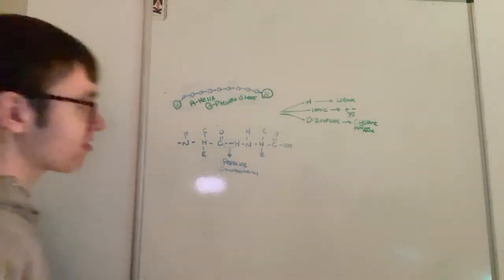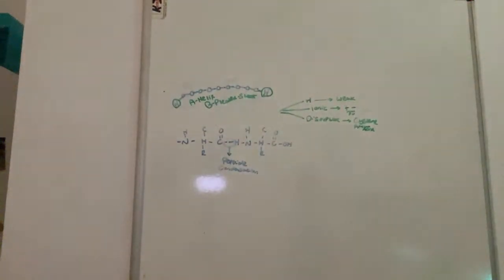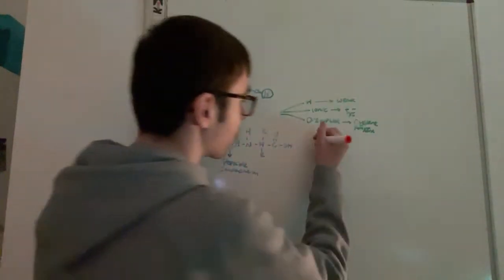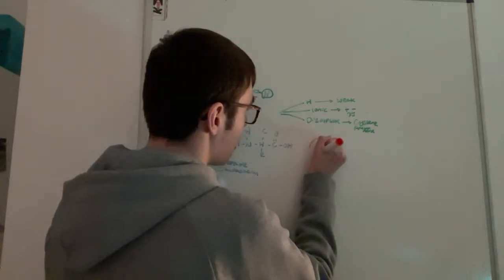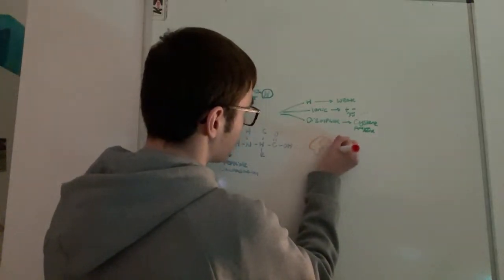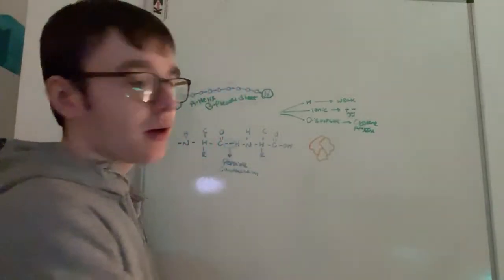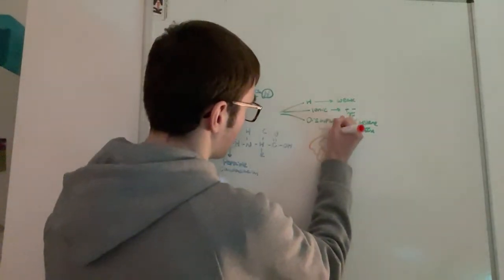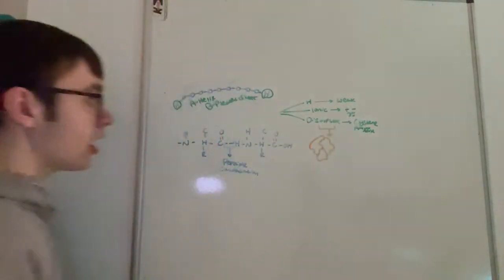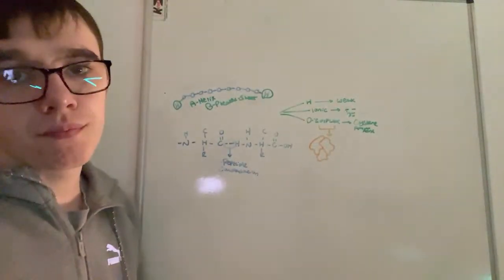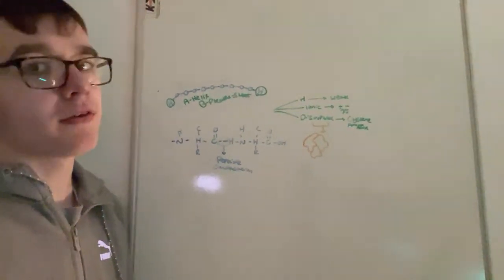And finally is the quaternary structure. This one is basically just a couple of tertiary structures joined together, like that. That is a couple of these joined together. And that is the structure of a protein.